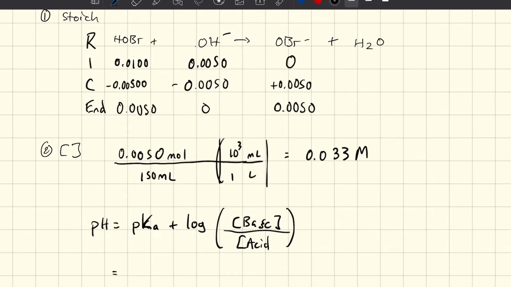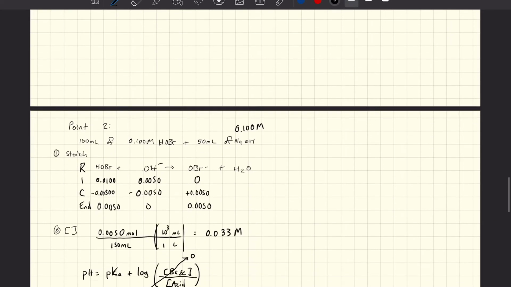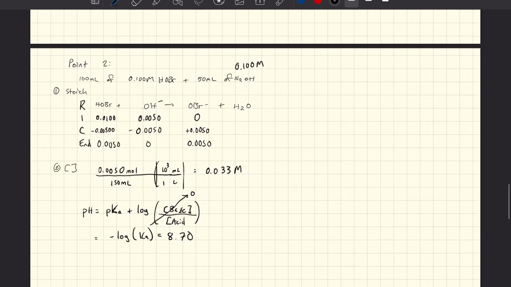Okay, now the log, since these both have the same concentration, this is log of 1, which means that this simplifies to 0. So pH equals negative log of the Ka, which is 8.70. So you'll notice that we've actually already had a pretty big jump in the pH, okay? But you'll also notice that at this point the pH equals the pKa, because these concentrations are the same.